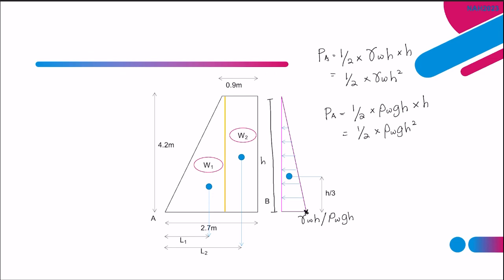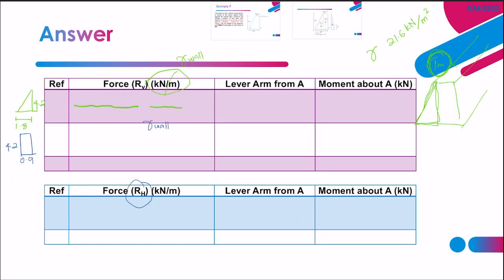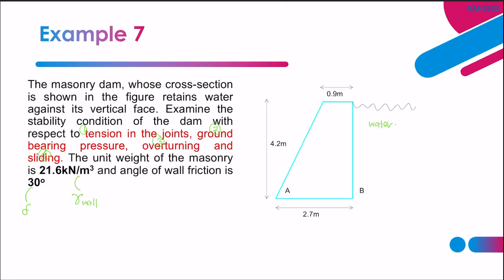Because according to the question, there is no mention of whether they give the unit weight of water, or the density of water. So you are free to use either, because we know that unit weight of water is fixed at 10 kN per meter cube, and density of water is 1000 kg per meter cube. Up to you which one you're going to use, but I usually use the unit weight, 10 kilonewton per meter cube.